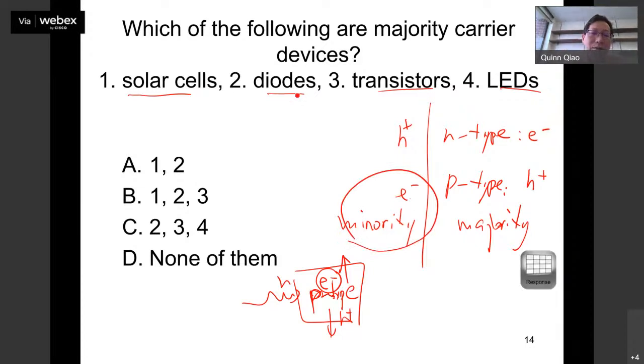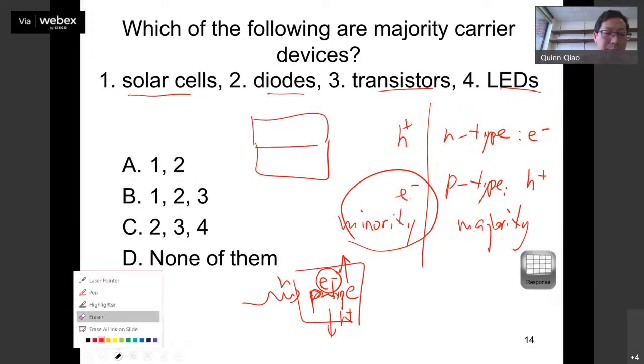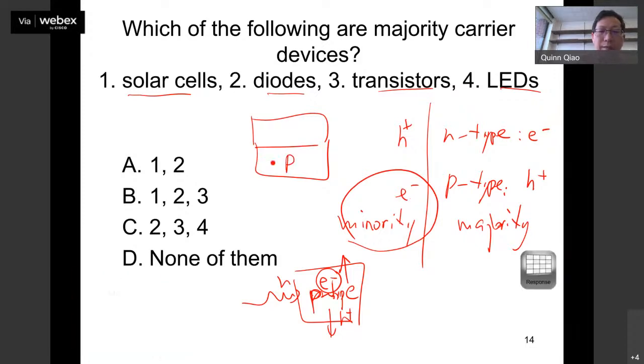And then all the diodes use majority carriers because you want to move electrons from the N side to the P side, okay? That electron on the N side is majority. Transistor is the same thing. You basically use majority carriers to move from the source to drain when you apply the gate voltage. LED is the same, right? If you think about an LED, this is P, this is N, a PN junction.